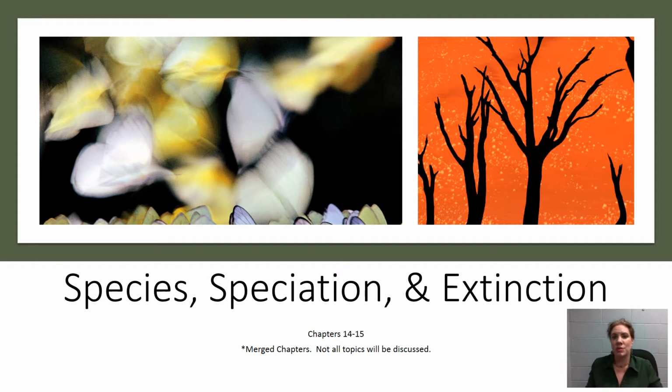What causes that? What contributes to that? Are there factors that we should take into consideration about what makes a species more likely to survive a mass extinction, or what makes a species less likely to survive? So that's where we're going in this particular joint chapter. I've merged them together to try to keep this material a little bit shorter. Not all of the topics that are available in your textbook are actually going to be discussed. You're only responsible for the parts that I do talk about.